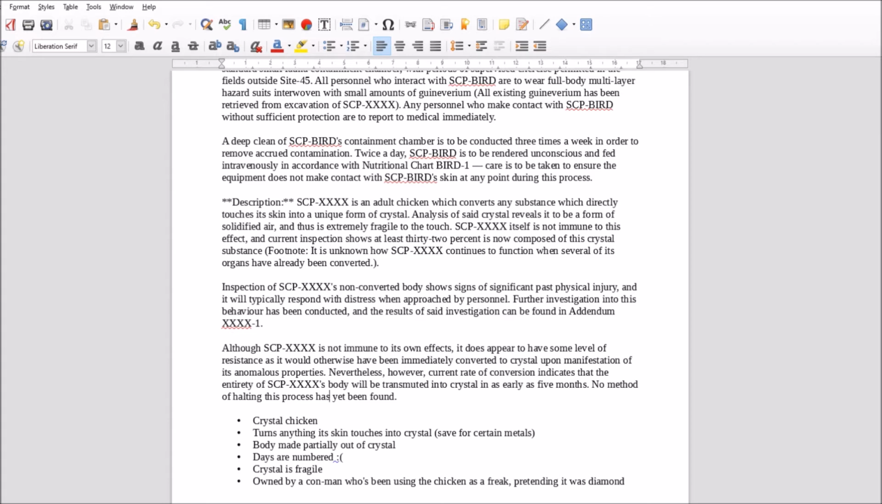Alright. So we've built a solid foundation so far. Let's read it back real quick. So SCP is an adult chicken which converts any substance which directly touches its skin into a unique form of crystal. Analysis of said crystal reveals it to be a form of solidified air, and thus is extremely fragile to the touch. SCP itself is not immune to this effect, and current inspection shows at least 32% of its body is now composed of this crystal substance.